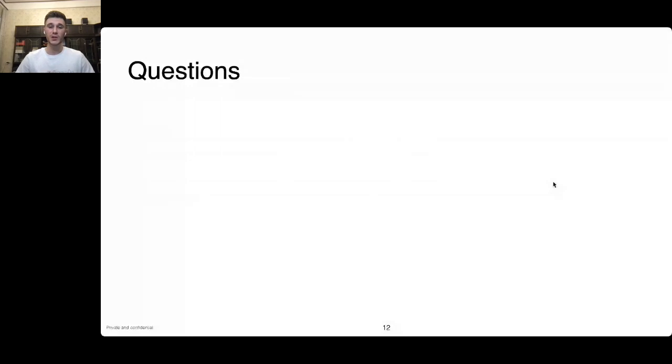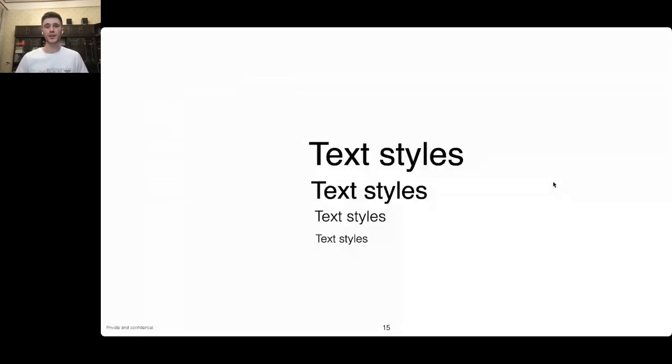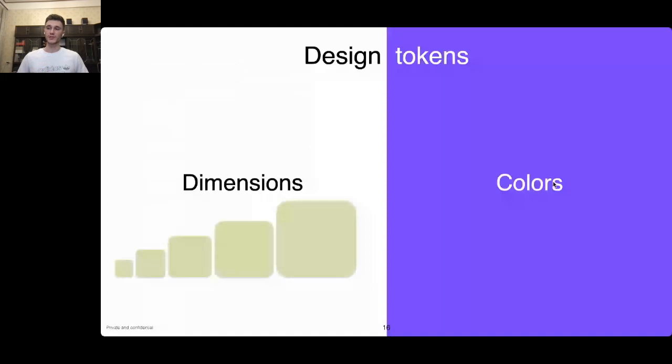So let's start with the design system. What is a design system after all? It's a set of rules and tools for UI design, which is defined for some scope, in this case, for our applications. And it usually consists of the text styles, of course. And another thing is the design tokens. Design tokens are basically a way to configure the design system. And usually those values are colors and dimensions.